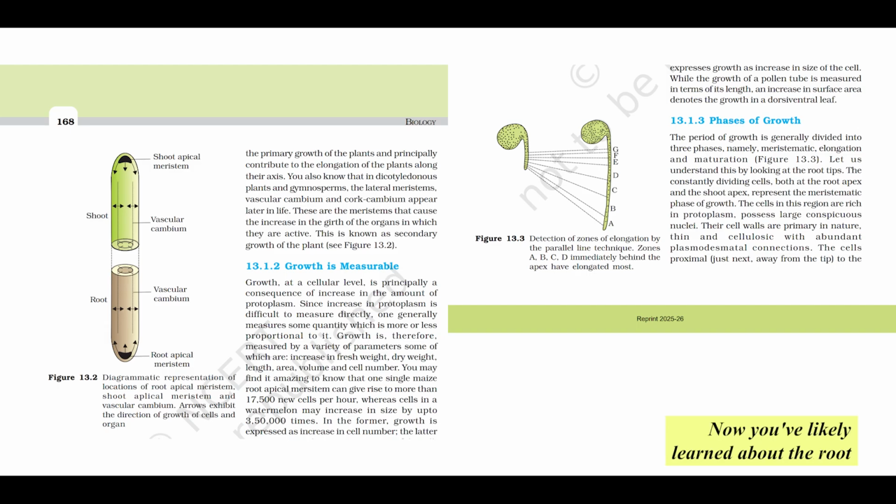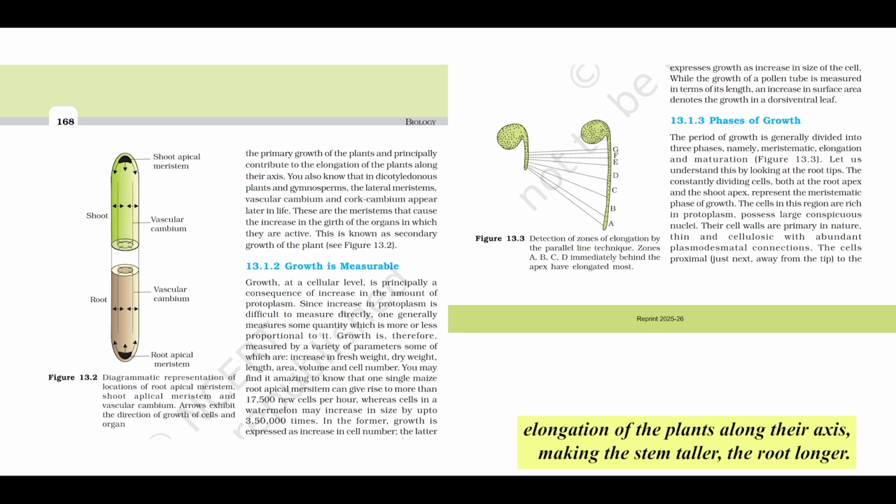Open form. Makes sense. Now, you've likely learned about the root apical meristem and the shoot apical meristem. Yes, at the tips of roots and shoots. Correct. These are responsible for what we call primary growth. This is mainly about the elongation of the plants along their axis, making the stem taller, the root longer. But there's another type. In many dicots and all gymnosperms, you find lateral meristems. Lateral, sideways. Exactly. They appear later in life. The main ones are the vascular cambium and the cork cambium. Unlike the apical meristems, these lateral ones cause an increase in the girth or thickness of the plant parts where they're active. This is secondary growth.